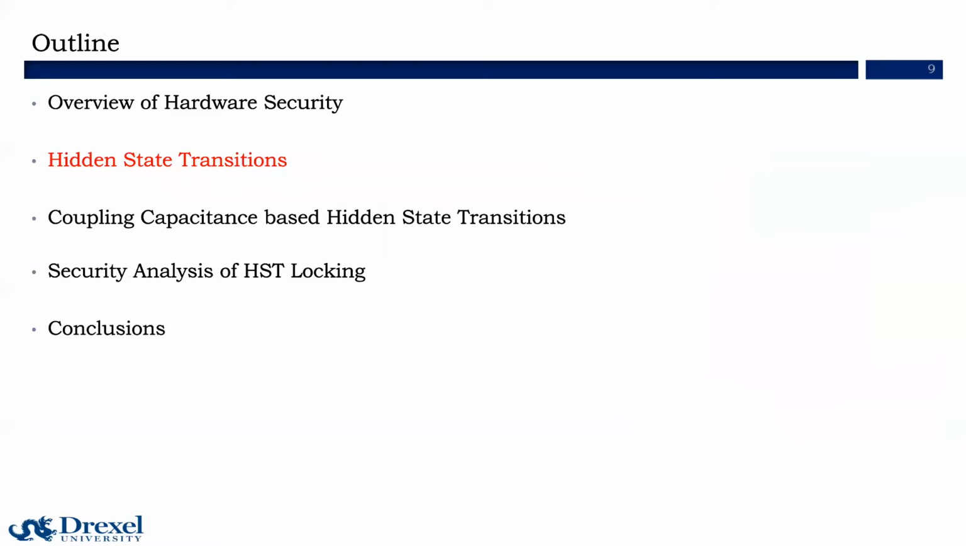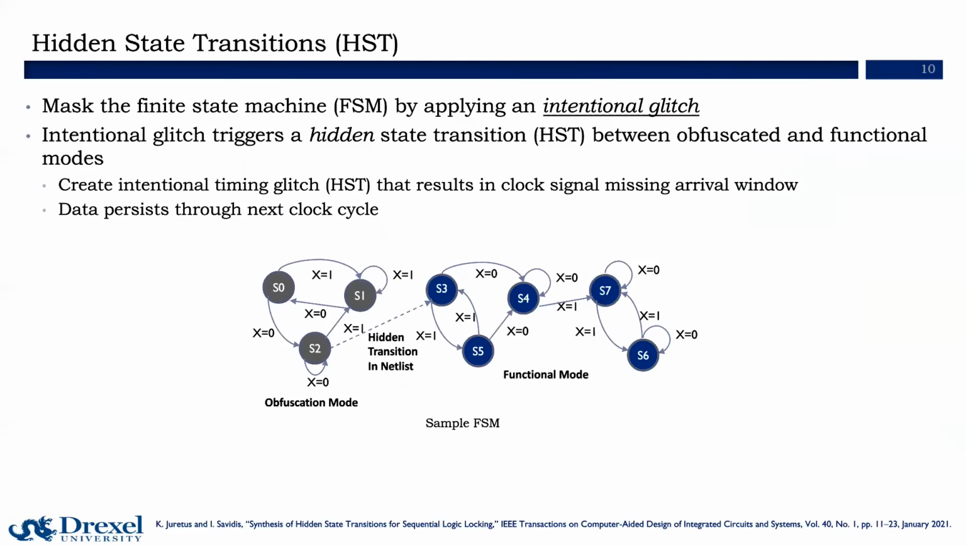In the next section, we discuss hidden state transitions. The hidden state transition-based locking technique, as shown in the figure, has the critical transition between obfuscated and functional mode masked or hidden. The hidden or masked state transition is triggered by applying an intentional glitch. This glitch forces the signal to miss the arrival time window and the data to persist through the next cycle.